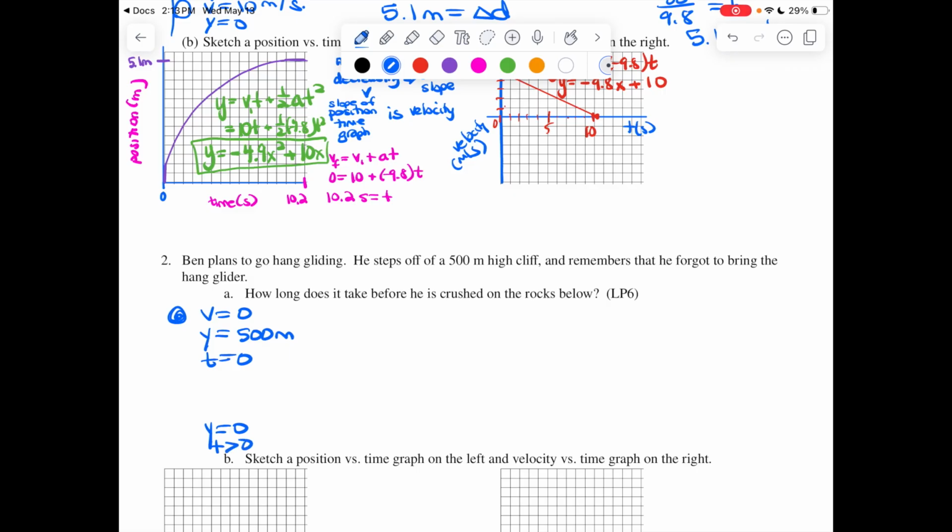So we're going to do delta d equals v initial t plus 1/2 at squared. So it's negative 50 because I'm moving down, 0 times time. So you get 50 divided by 4.9 and take the square root. You get 3.2 seconds equals time.